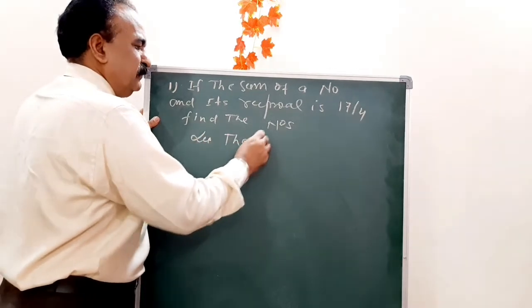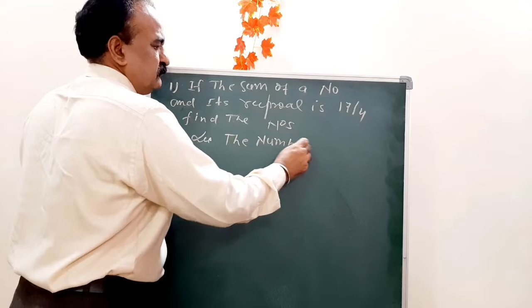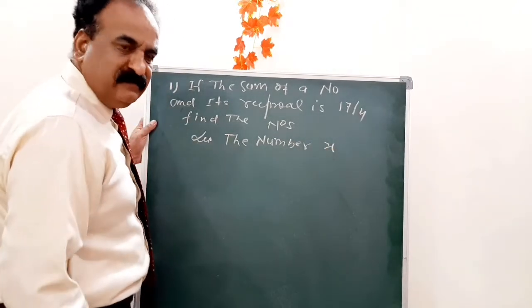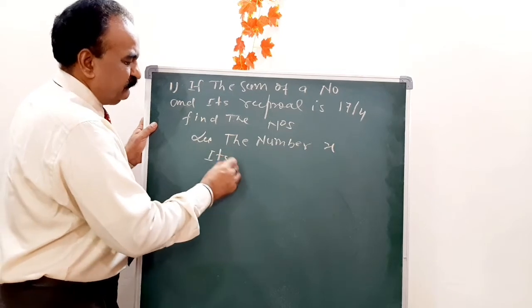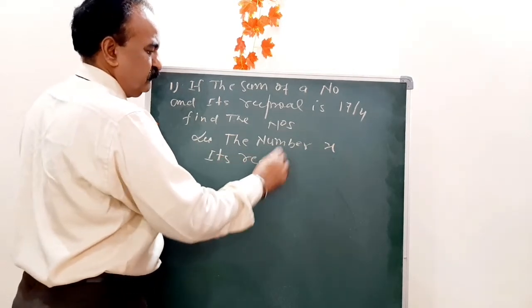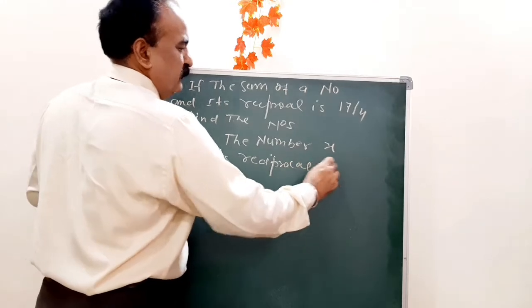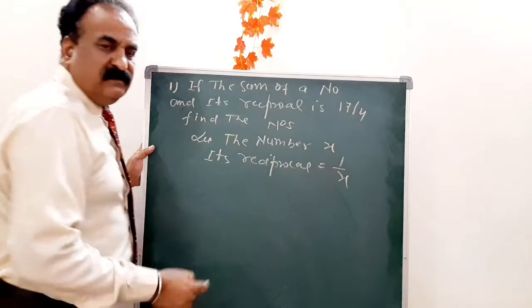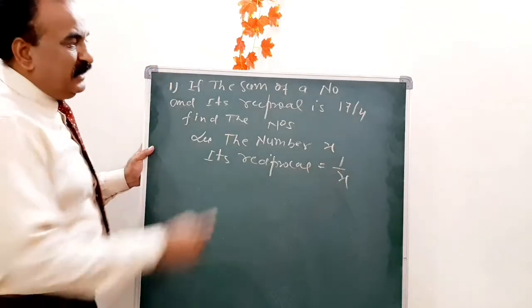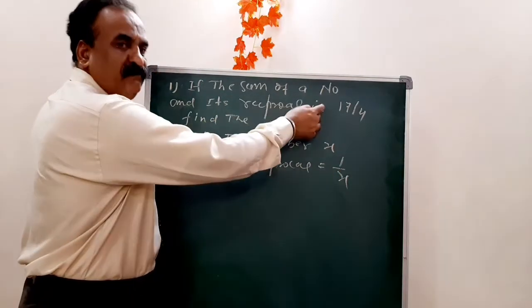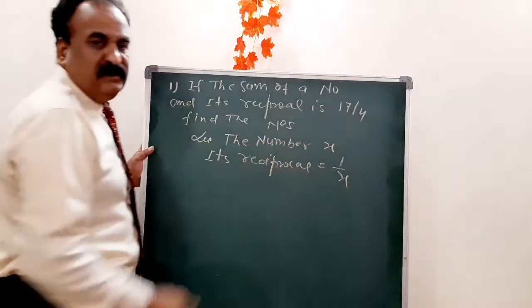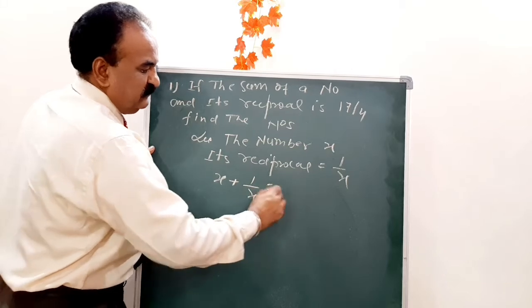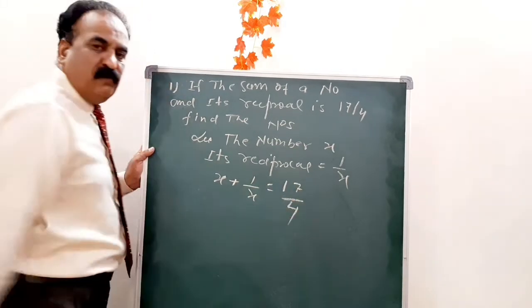Let the number be x. Its reciprocal will be 1 by x. And according to the question, the sum of a number and its reciprocal is 17 by 4. It means x plus 1 by x is equal to 17 by 4.